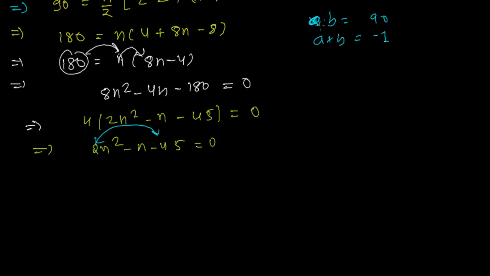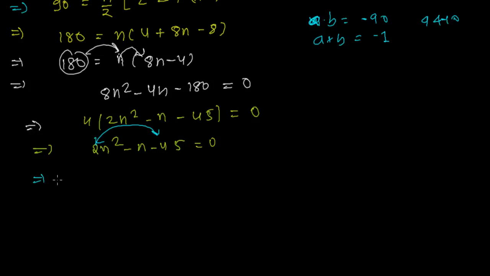So we need to choose two numbers that multiply to minus 90 and sum to minus 1, and we got those numbers. That's 9 and minus 10. If you add them, you'll get minus 1. If you multiply them, you'll get minus 90, because it is minus 45 times 2, that's minus 90, and we got it.